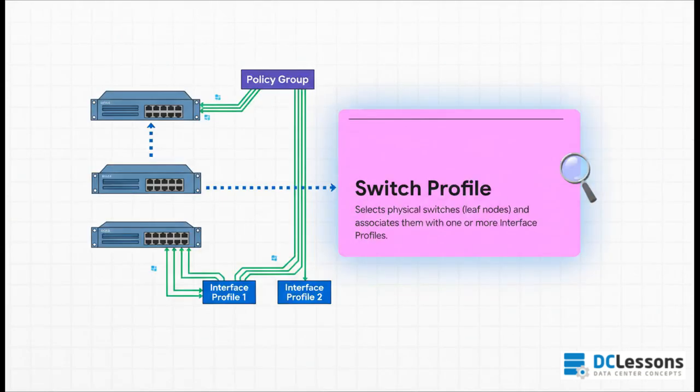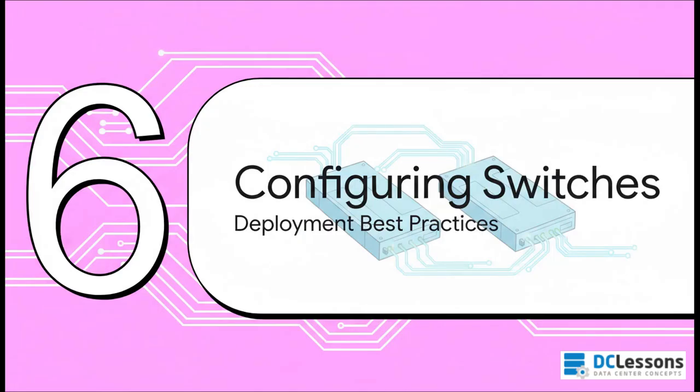And the final piece of this entire puzzle is the switch profile. This profile does exactly what it sounds like. It selects one or more of your physical leaf switches and then associates them with an interface profile. So, see how it all chains together? The switch profile points to the switch, the interface profile points to the ports on that switch, and the policy group gives those ports their configuration. And just like that, we've actually constructed our entire policy chain from the ground up.